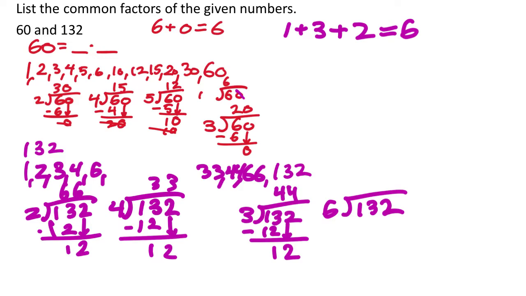6 won't go into 1, but it will go into 13 2 times. 2 times 6 is 12. Subtract, we get a 1, drop the 2 to make that 12 again. See, that occurs again with 12. So that is 6 paired with 22.